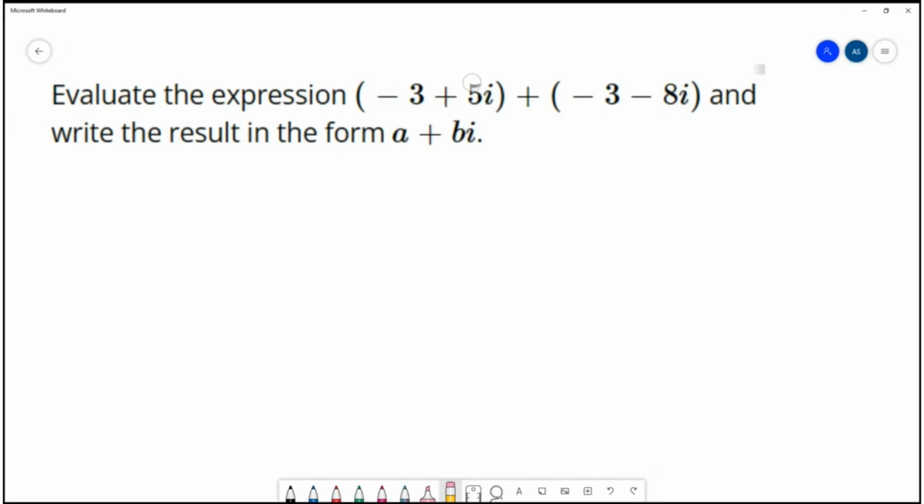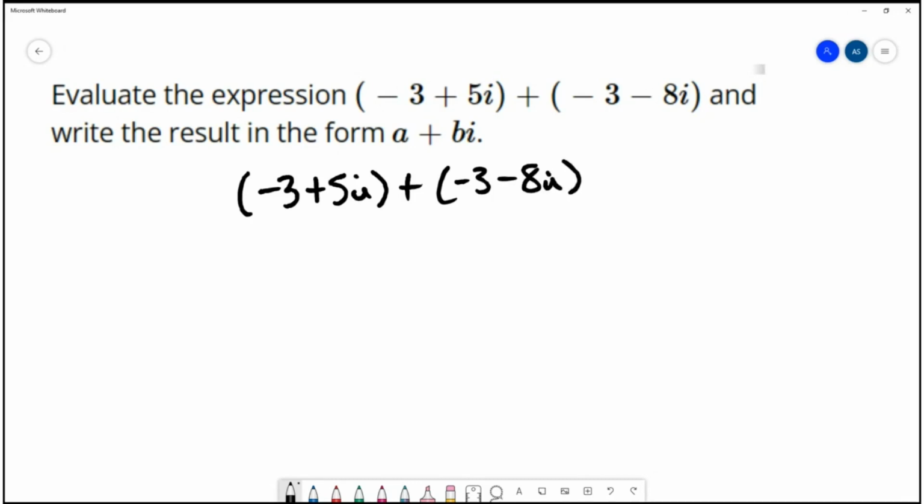So what we have here is a complex number added to another complex number. And when we add complex numbers together, we need to add the real parts. This is the real part, and this is the imaginary part. So we're going to combine the real parts and the imaginary parts together. So let's write this down. We have (-3 + 5i) + (-3 - 8i).